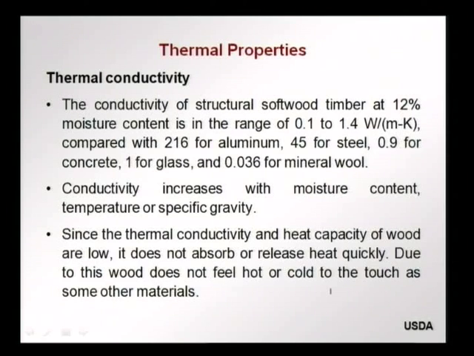What about the thermal properties? In the case of thermal conductivity, structural softwood timber at 12% moisture content, that is in the seasoned state, has the thermal conductivity in the range of 0.1 to 1.5 watts per meter Kelvin, and this is quite low compared to metals, which would have 216 for aluminum, 45 for steel. It is comparable to what we have in concrete and glass, 0.9 would be the value for concrete, 1 for glass, but not as low as mineral wool, which is a very good insulating material. But generally we see that wood is a good insulator, it does not transfer heat very easily.